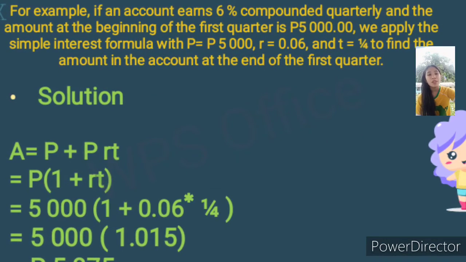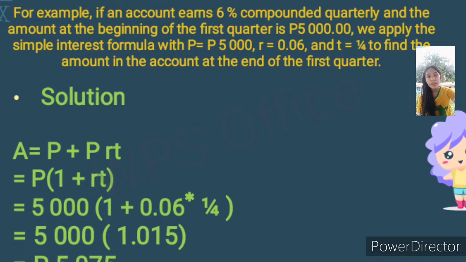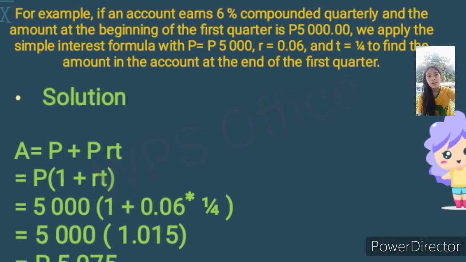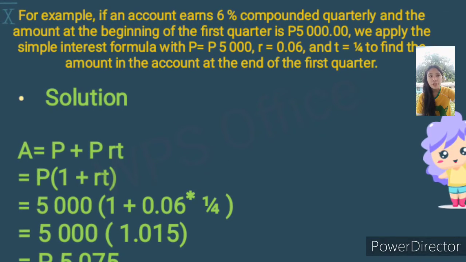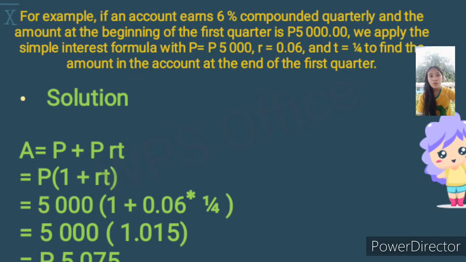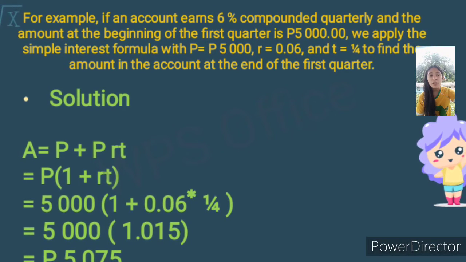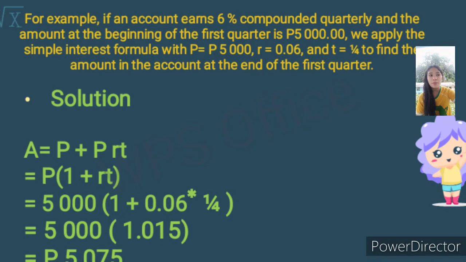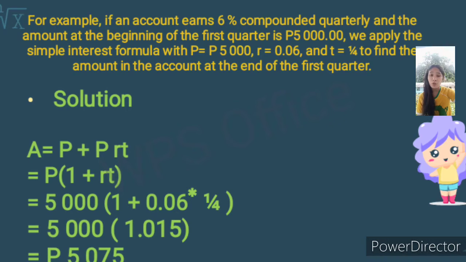Sample problem for simple interest. For example, if an account earns 6% compounded quarterly, and the amount at the beginning of the first quarter is 5,000 pesos, we apply the simple interest formula with 5,000 pesos, rate 0.06 and time 1/4 to find the amount in the account at the end of the first quarter.